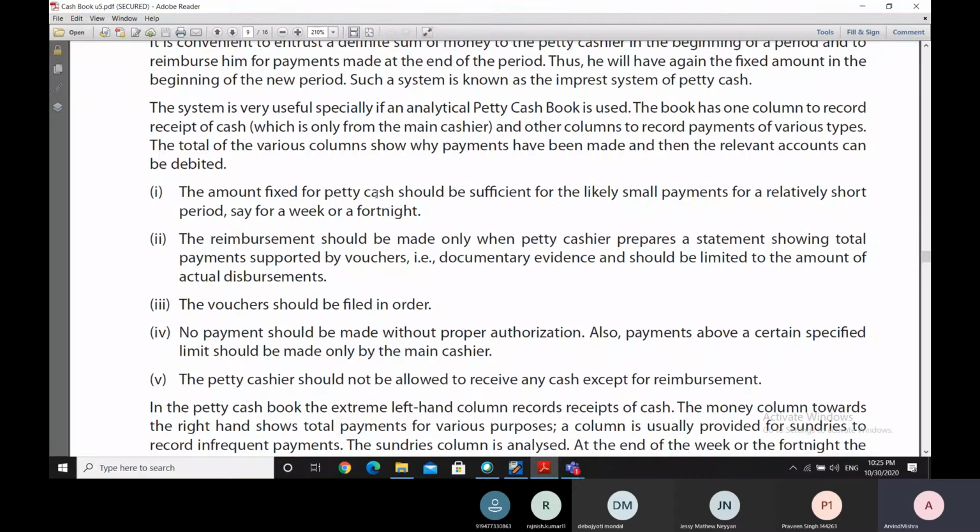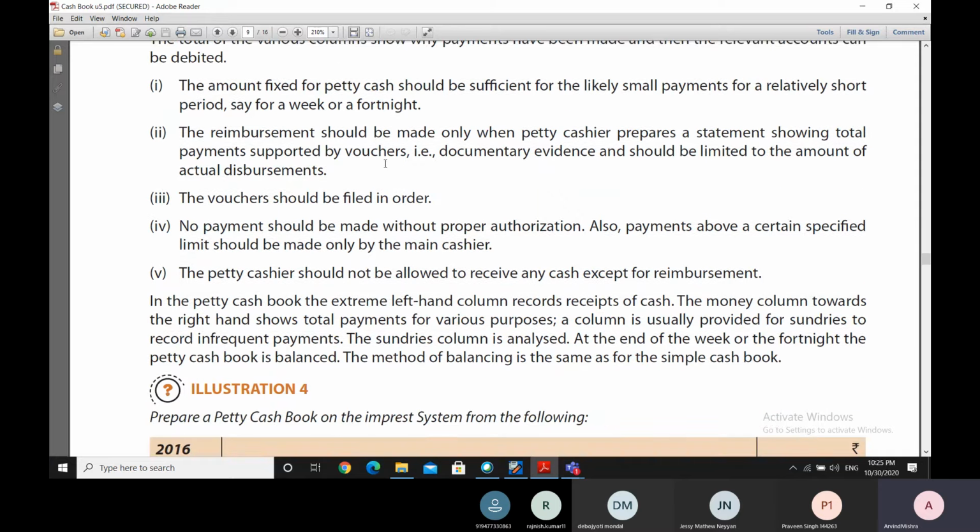Supposing he has made disbursements of 450 rupees and he has submitted vouchers in support of those payments in form of a documentary evidence, then that much amount for which he has presented the vouchers can be replenished to him or disbursed to him. Now the vouchers which he is submitting, he should file them in a certain order, let's say the order of the chronology.